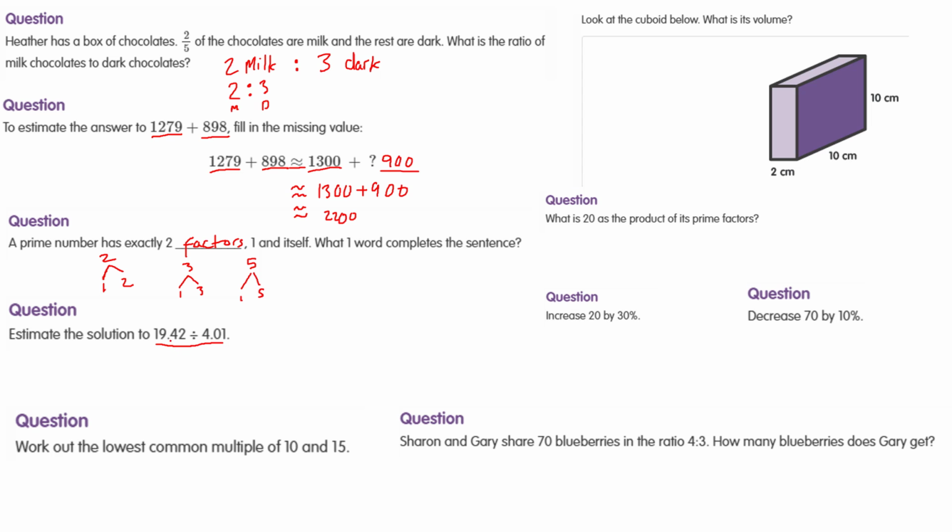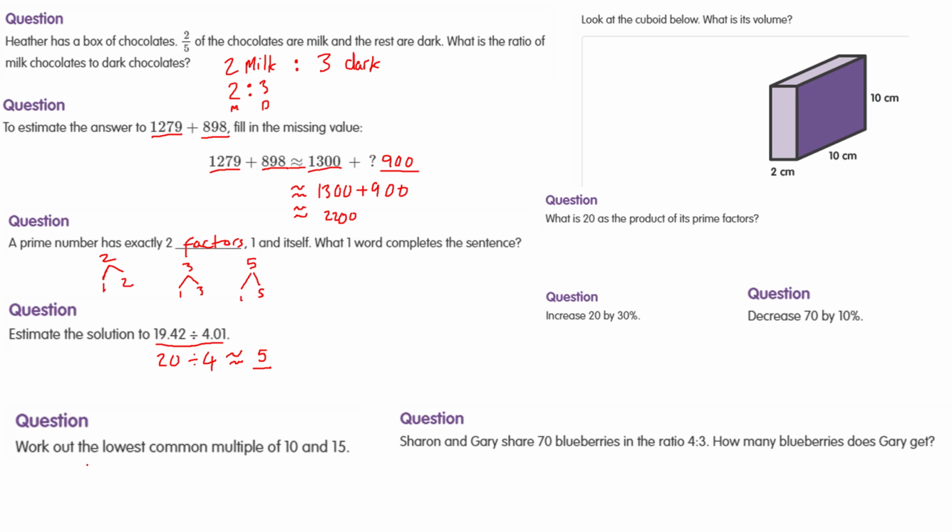So estimate, well, what's the easiest number that's got to be? That's a tens number, so that's got to become a 20. What's going to make that number as easy as possible? Let's change that to a 4, so that becomes 20 divided by 4. So approximately that is 5, and 5 is all we need to do.